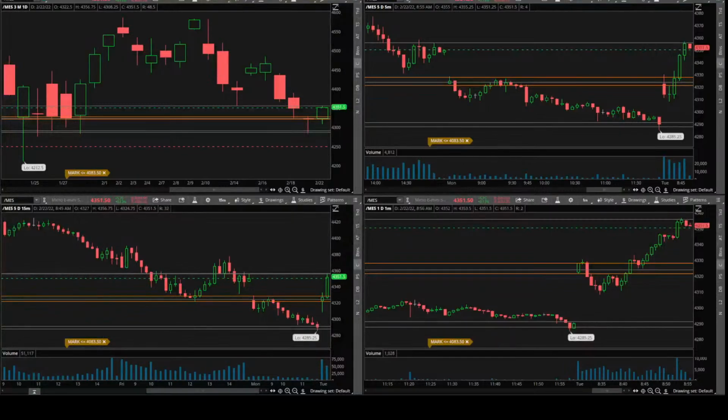Kind of a difficult area to get short. I am mindful that news is coming out soon. So it could get kind of whippy here, which would be okay. I think it actually would work in my favor.